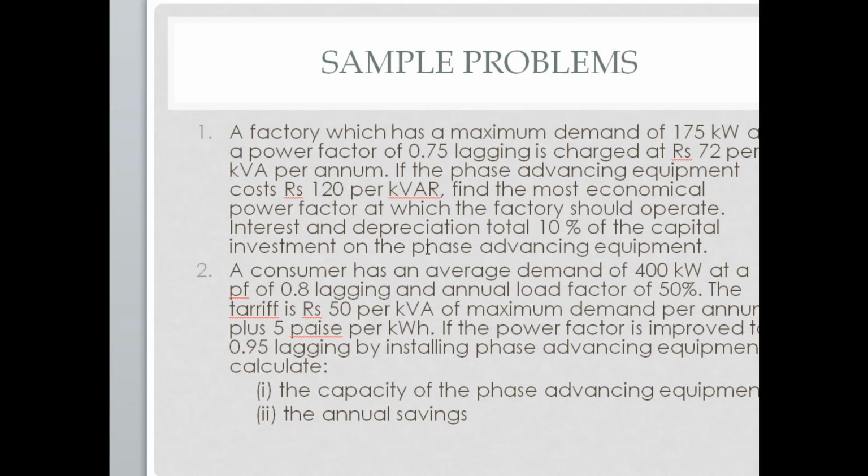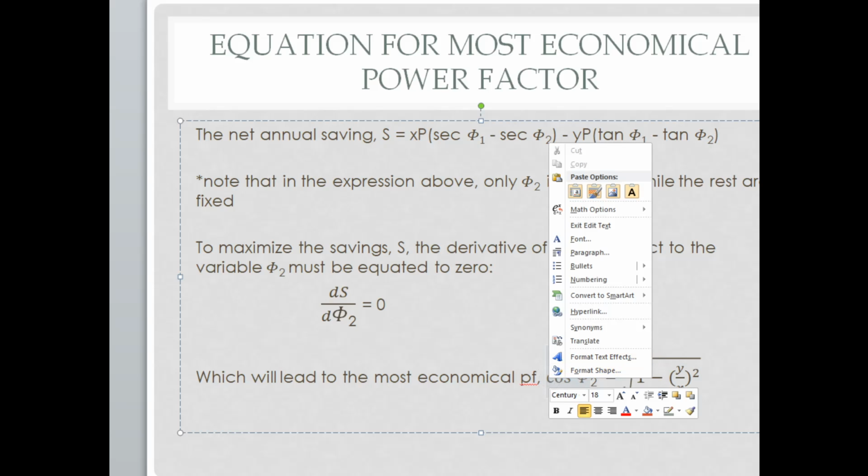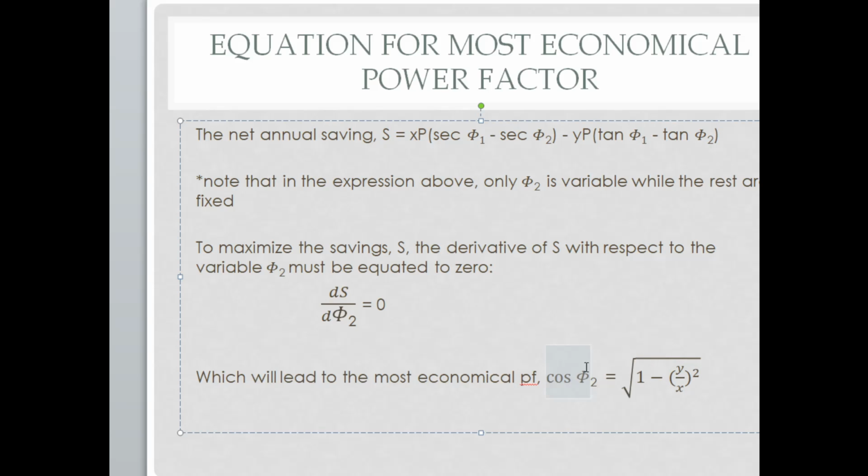And before we dive into the solution, kindly make a correction in the module that I sent you. So in page 5, this must be cosine already at this portion, because the final equation, the final term here, square root of 1 minus y over x squared, should already be the most economical power factor. So it has to have the cosine. Okay.